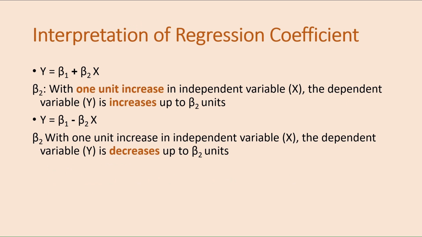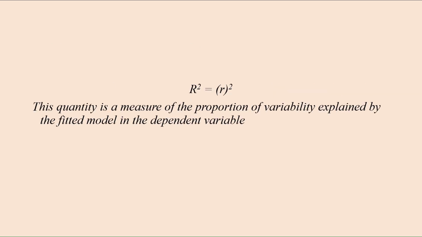Interpretation of regression coefficient: y is equal to beta 1 plus beta 2 x. Beta 2 with a plus sign: with a 1 unit increase in independent variable x, the dependent variable y increases by beta 2 units. Y is equal to beta 1 minus beta 2 x. Beta 2 with a minus sign: with a 1 unit increase in independent variable x, the dependent variable y decreases by beta 2 units.